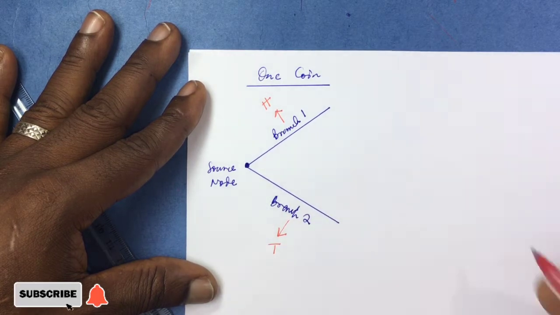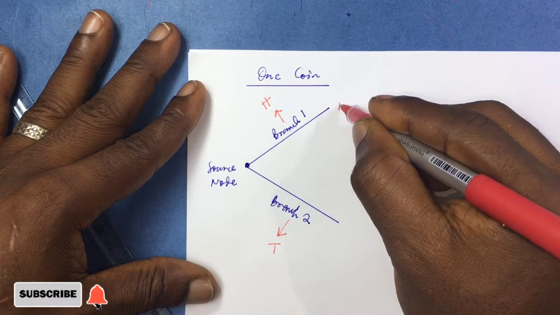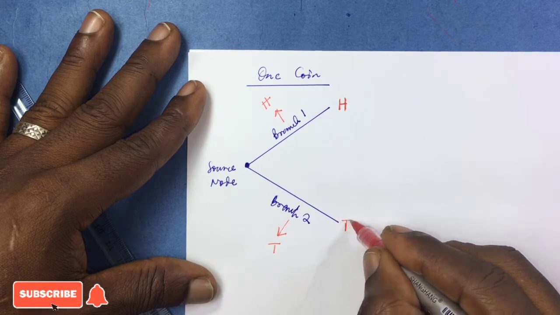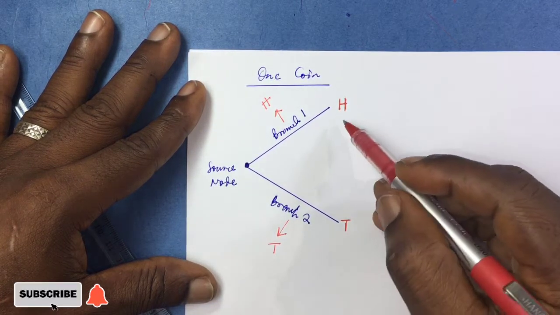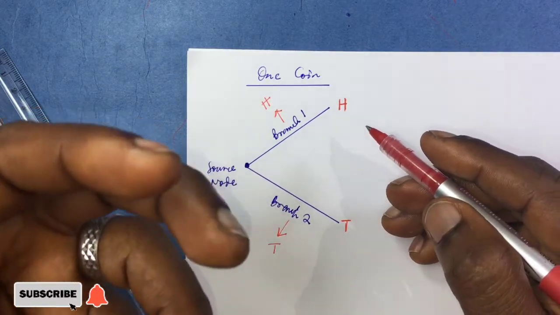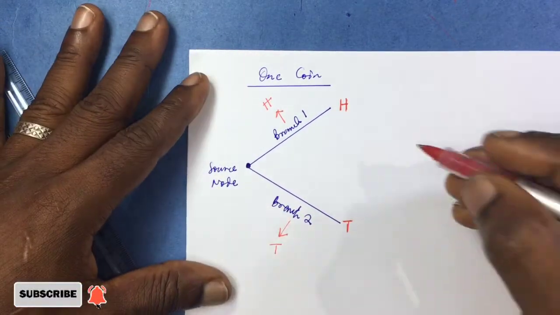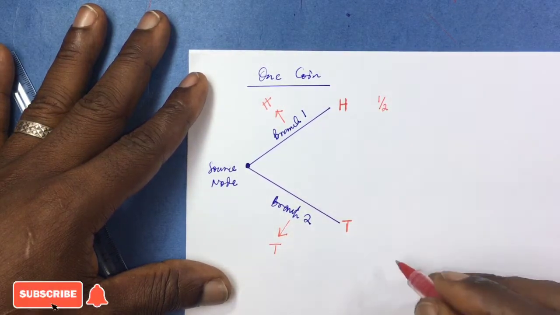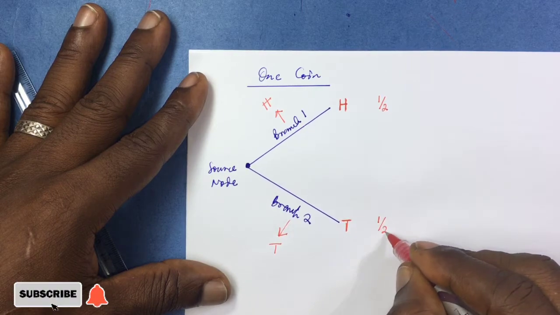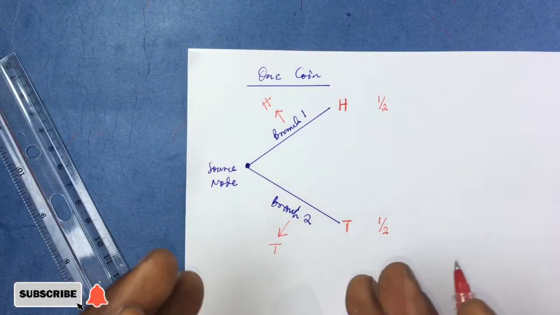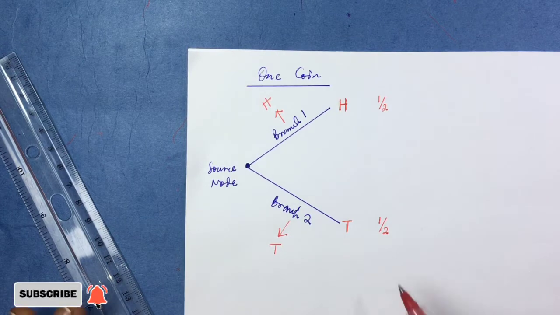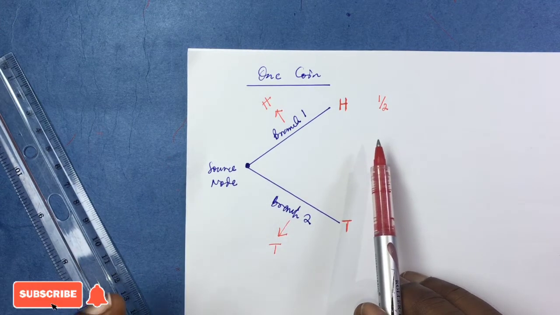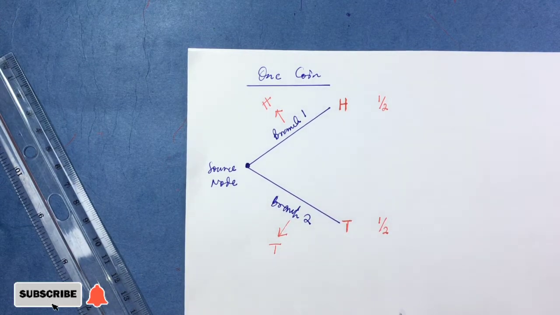At the end of each branch you have to put a summary: in this case head, and in this case tail. Notice that in the tossing of one coin there are two possibilities in the sample space, a head or a tail. The probability of having a head is 1/2, and the probability of having a tail is 1/2. So this is what we talked about in the definition of a probability tree, that it is a diagrammatic ordered representation of all the possible outcomes for any given random experiment, with accompanying probabilities for each of the outcomes.